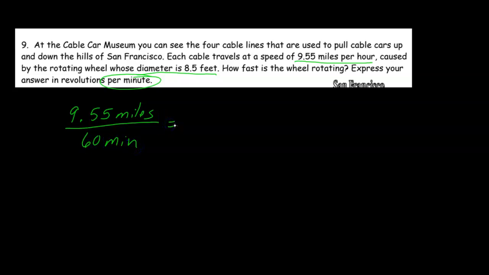equals, and then my formula for linear speed is I need my number of revolutions times my circumference. So the number of revolutions is what we're looking for. So this is x times our circumference. They give us the diameter, so I'm going to use pi d, 8.5 pi. And then we want these revolutions in minutes, so I'm going to go over 1 minute. Okay, 8.5 is in feet.